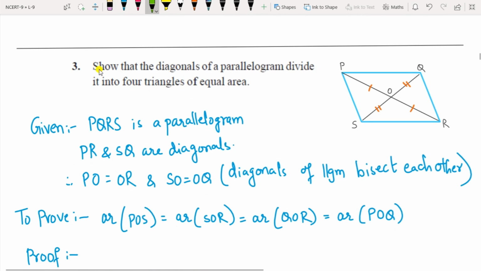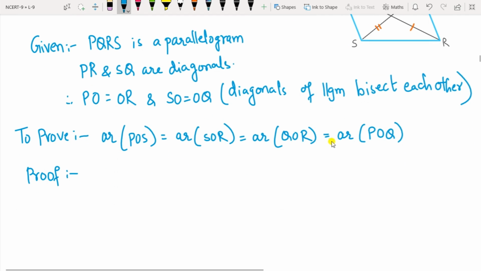Question number 3 here. This is given a parallelogram PQRS, and we have to show that the diagonals of the parallelogram divide the parallelogram into 4 triangles of equal area. So this is the given that PQRS is a parallelogram and PR and SQ are diagonals. Therefore we know that diagonals of a parallelogram bisect each other. So PO is equal to OR, and SO is equal to OQ, right? We have to prove that all the 4 triangles have equal areas.